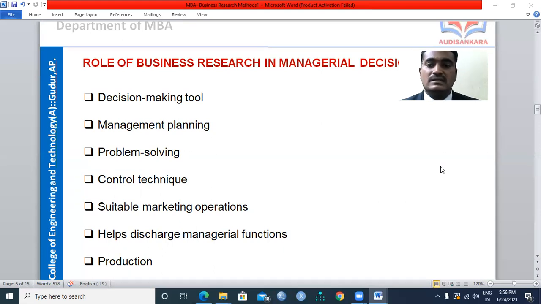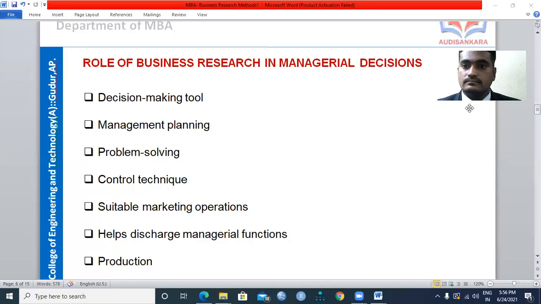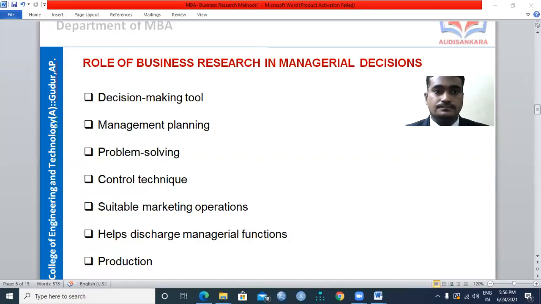And as we know, business research is in fact related to problem solving. A research will start with a broad problem identification. So that is what we call the concept of problem solving.